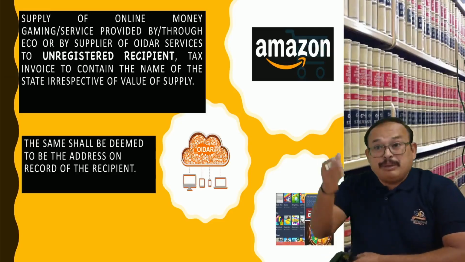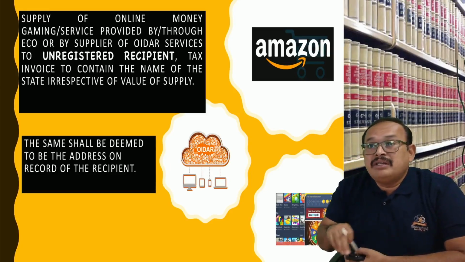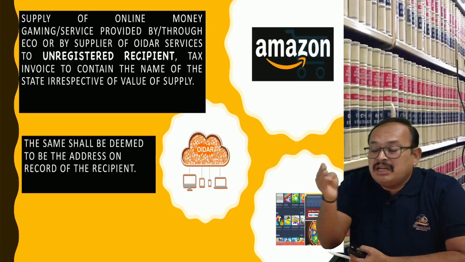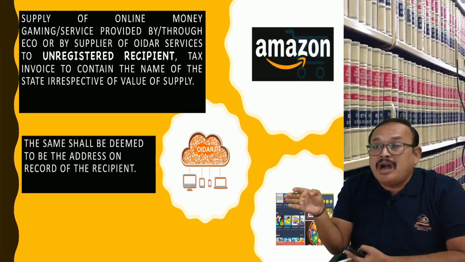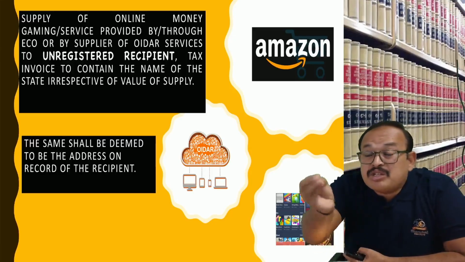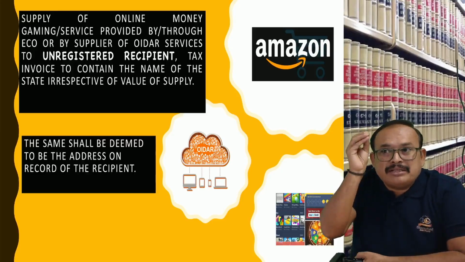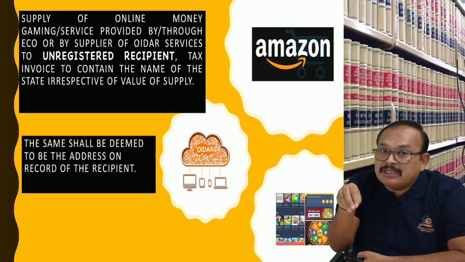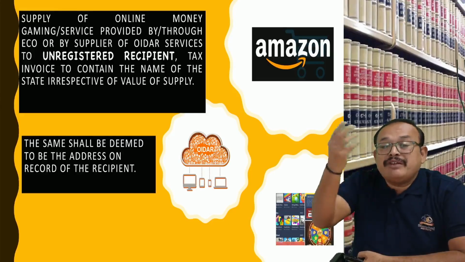Rule number 46, clause F: supply of OIDR services, supply of access to the internet, or supply of goods, online money gaming. In all three cases, irrespective of the value, the recipient name and the recipient state name should be mentioned. Yes or no? We referred to this in the last classes. If so, revenue sharing will take place.